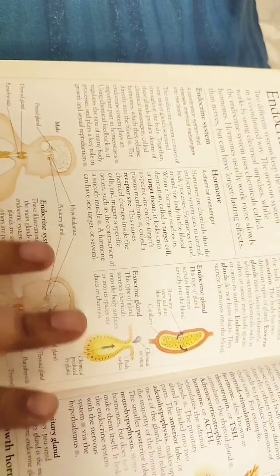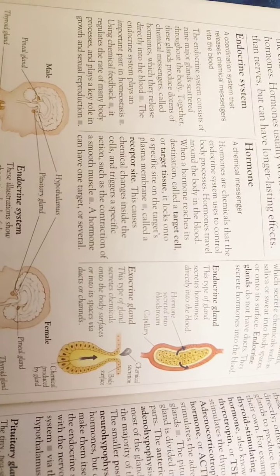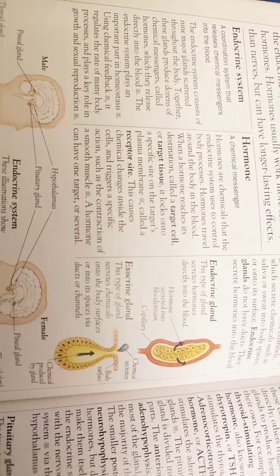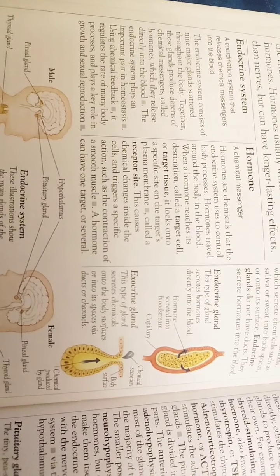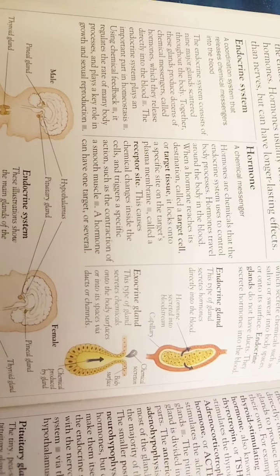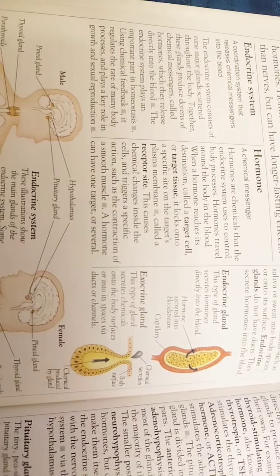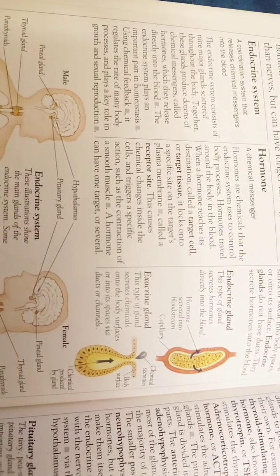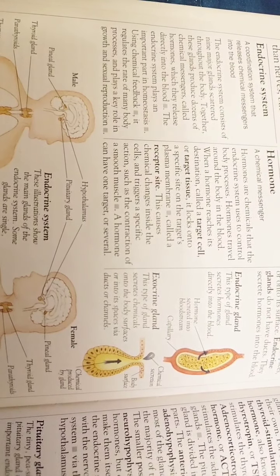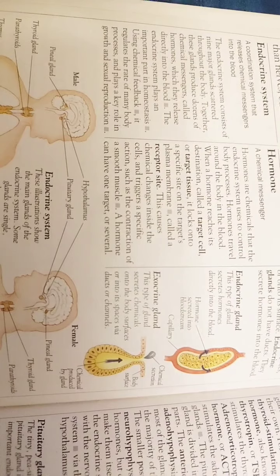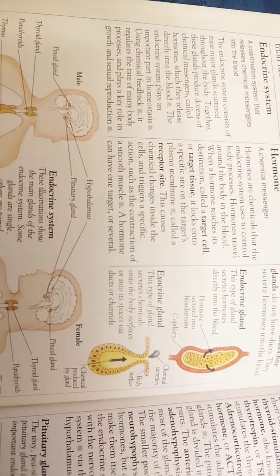So what is a hormone basically? Hormones are chemicals that the endocrine system uses to control body processes, which travel around the body in the blood, and when the hormone reaches its destination, it is called a target cell. Here you can also say target tissue. It locks onto a specific site in the target plasma membrane, which is known as the receptor site.